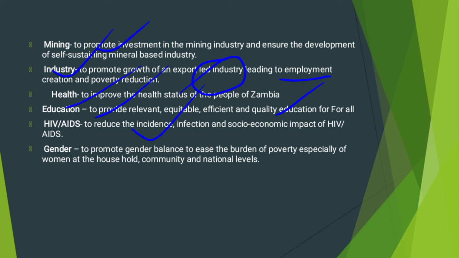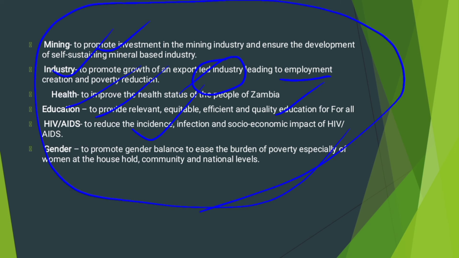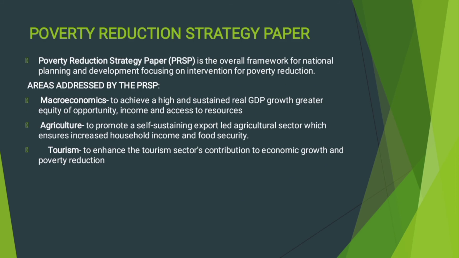Even when employing, recruiting, not because this is a man, this is a woman. No. There should be equality among those people. Equality, gender equality. These are the things in the poverty reduction strategy paper. These are the areas addressed by this strategy.